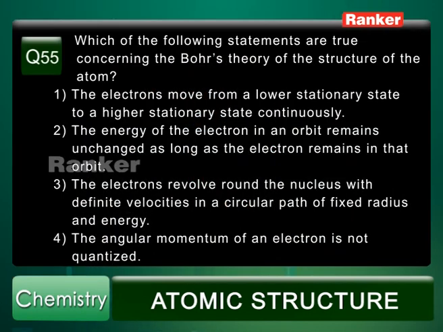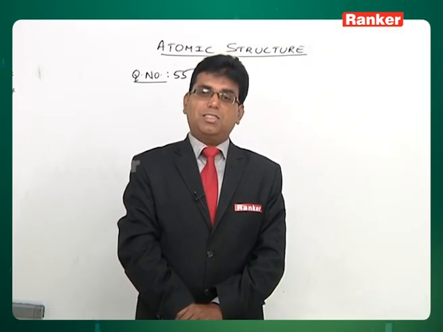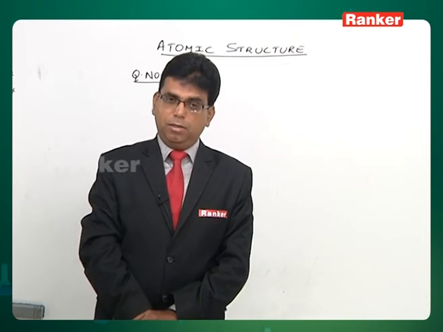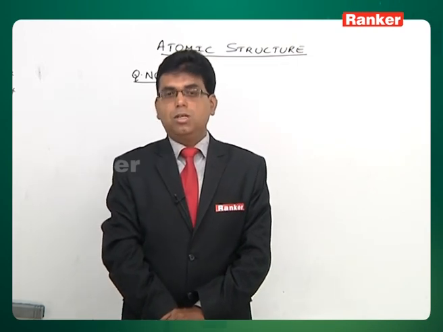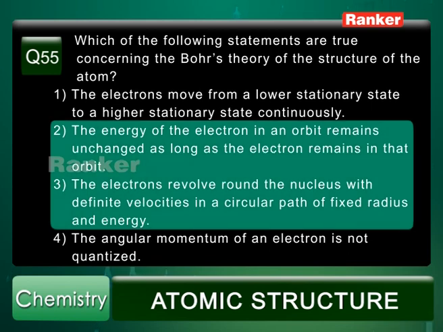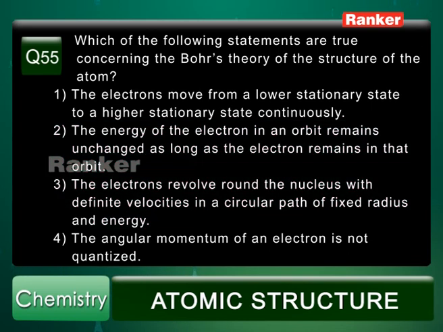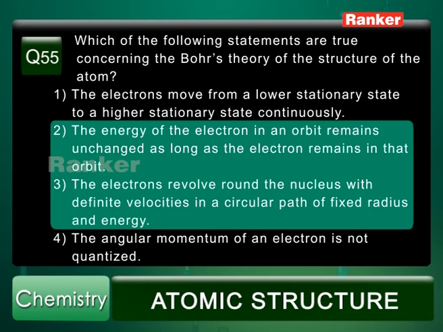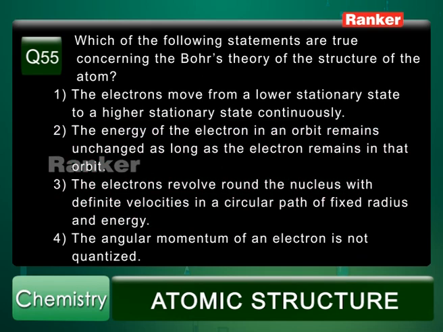And the angular momentum of an electron is not quantized. No, the second postulate of Bohr theory says that angular momentum of electron is quantized. mvr is equal to nh by 2 pi. So, fourth option is also wrong. So, the correct statements with respect to Bohr's theory are options 2 and 3 only. So, the answer is option 2 and 3.